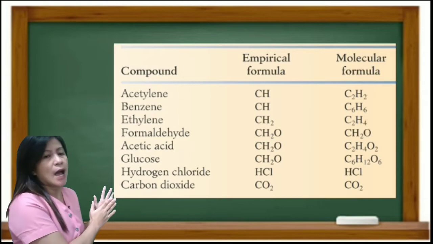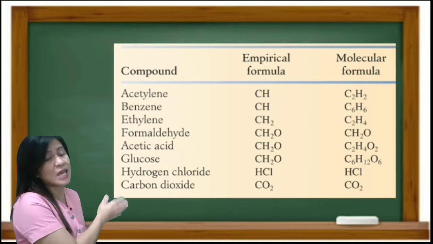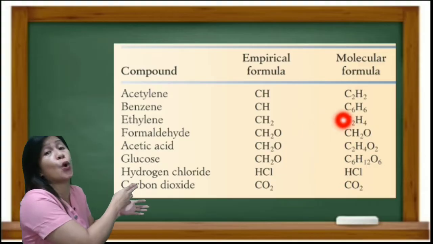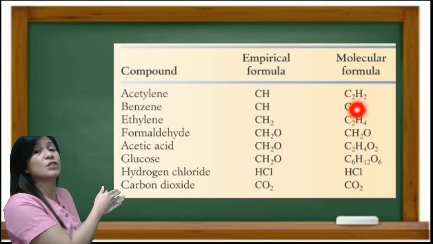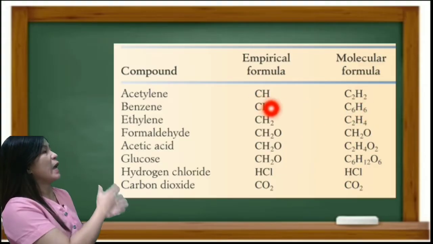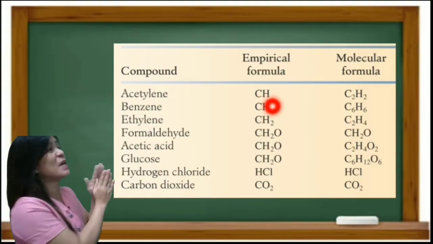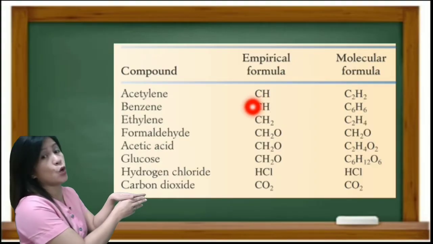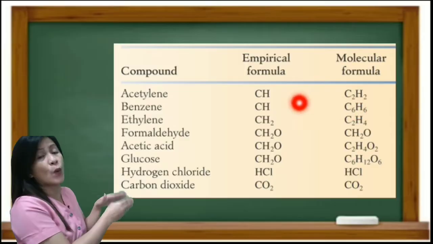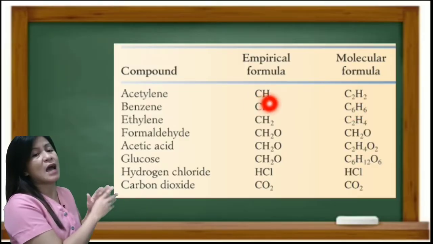So you have here C2H2, the acetylene. So we have 2:2, which can be simplified to 1:1. So the molecular formula is C2H2. Empirical formula, lowest term of 2:2, which is CH, a 1:1 ratio of atoms of carbon and hydrogen.